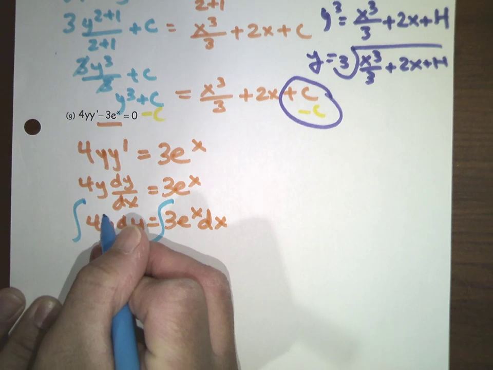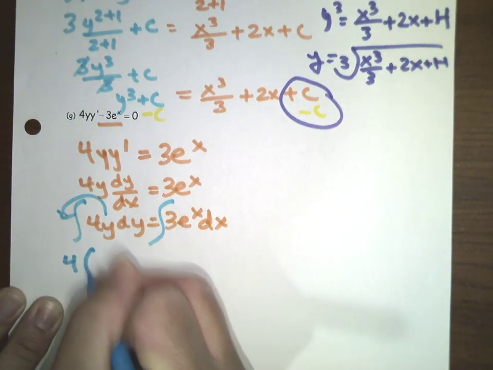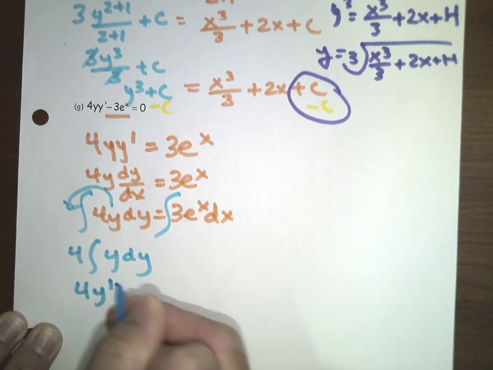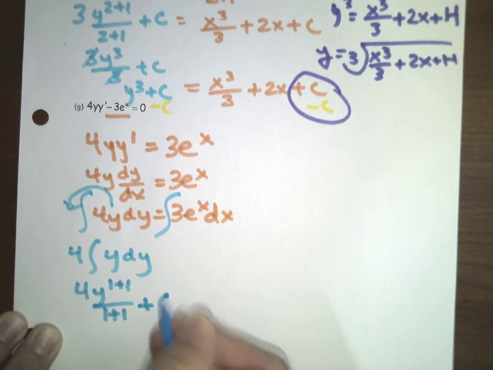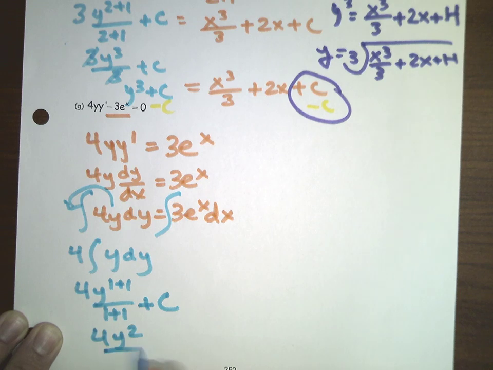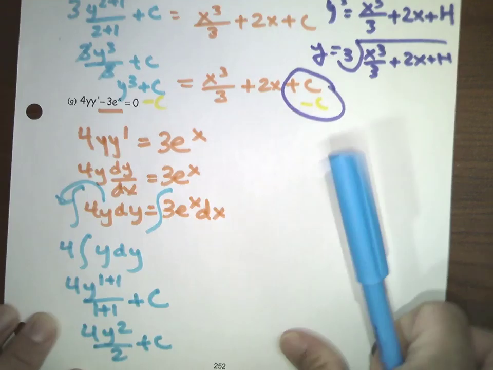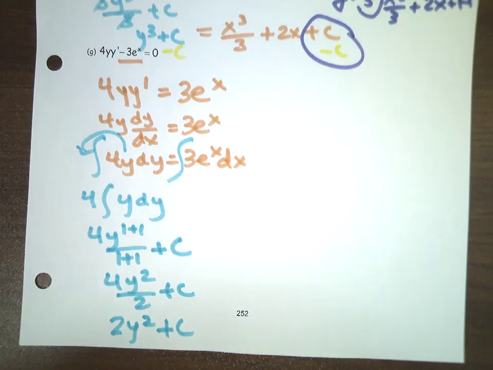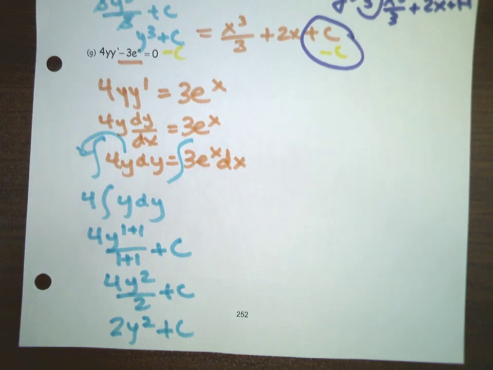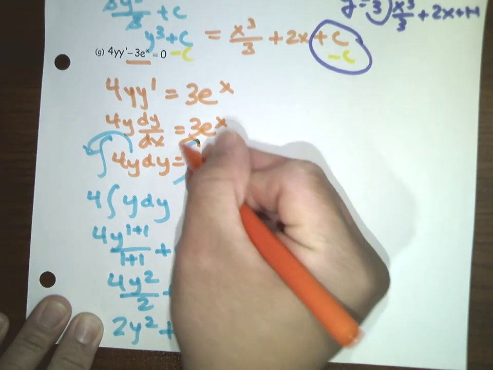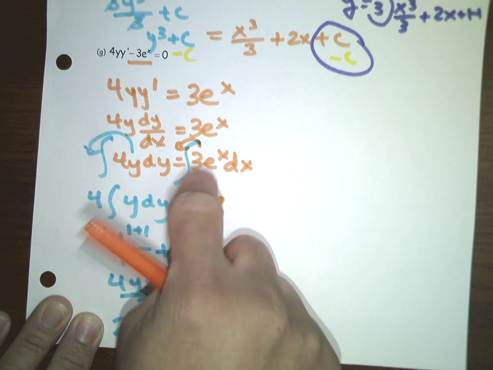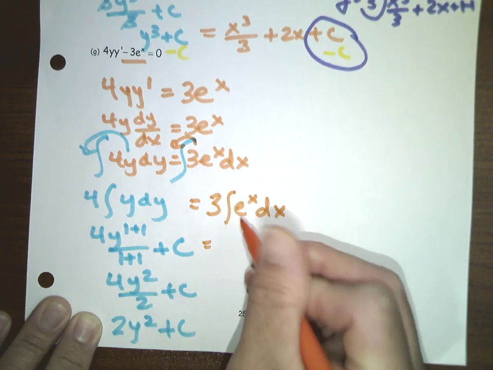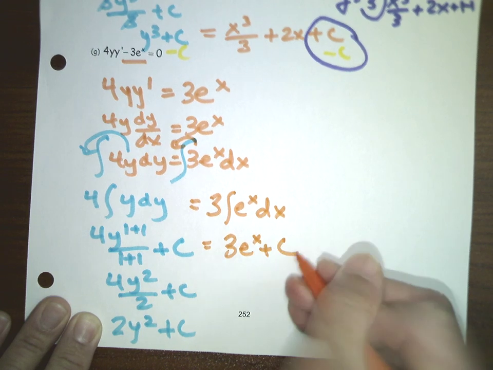So over here, I have 4 integral of y dy. So that will be 4y to the 1 plus 1 over 1 plus 1 plus c, or 4y to the second over 2 plus c. But 4 over 2 is 2, so it's 2y squared plus c. Now, just like before on the last one, I'm going to pull out the constant of 3 to find the integral of 3e to the x. So that's 3 integral of e to the x dx. And the integral of e to the x is e to the x plus c.